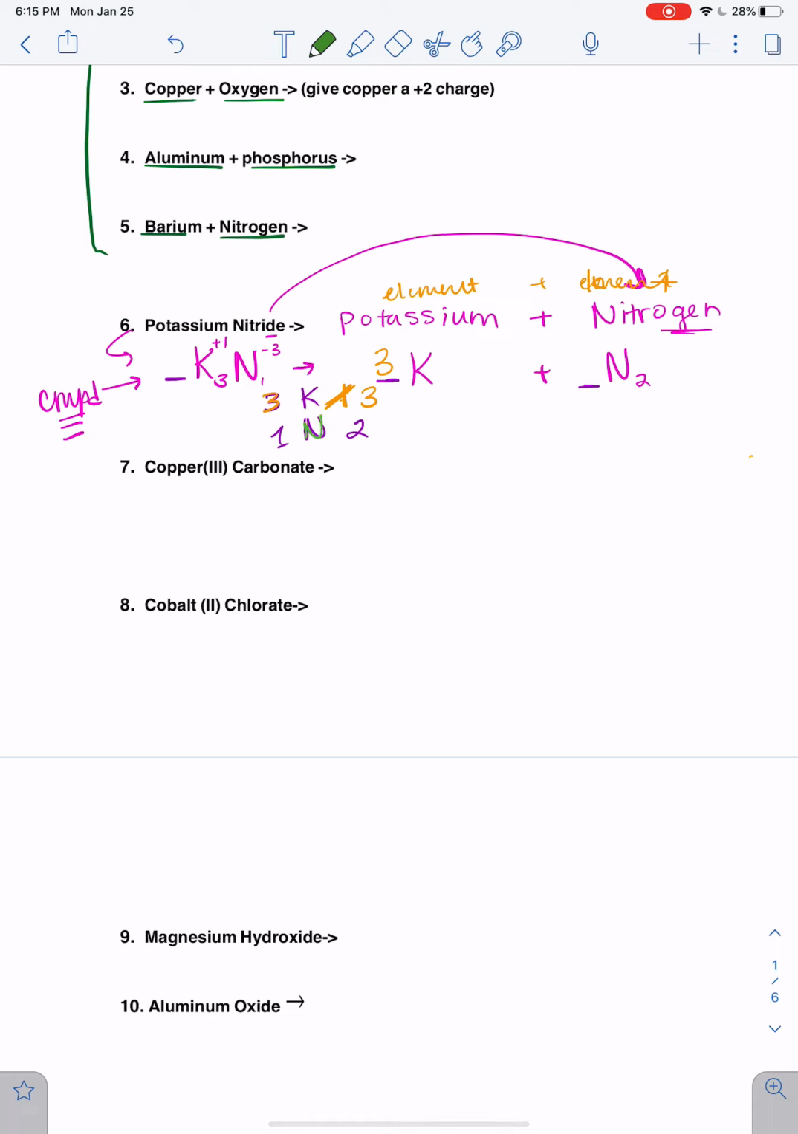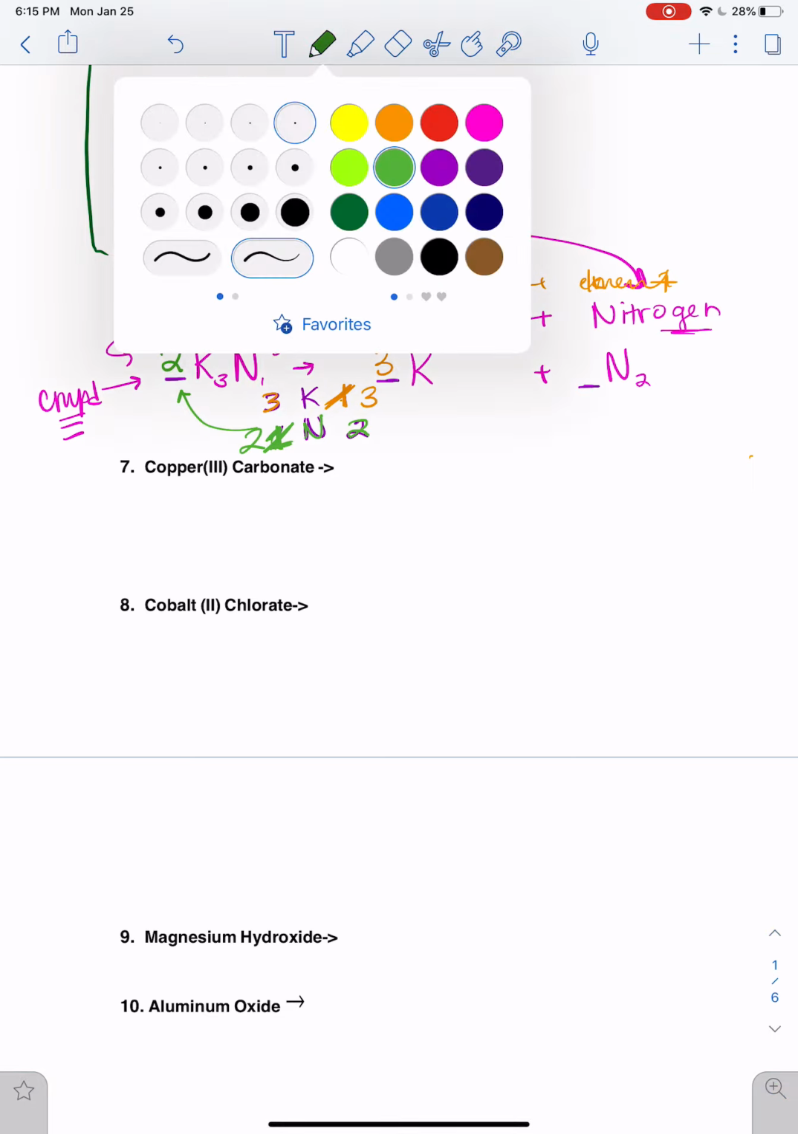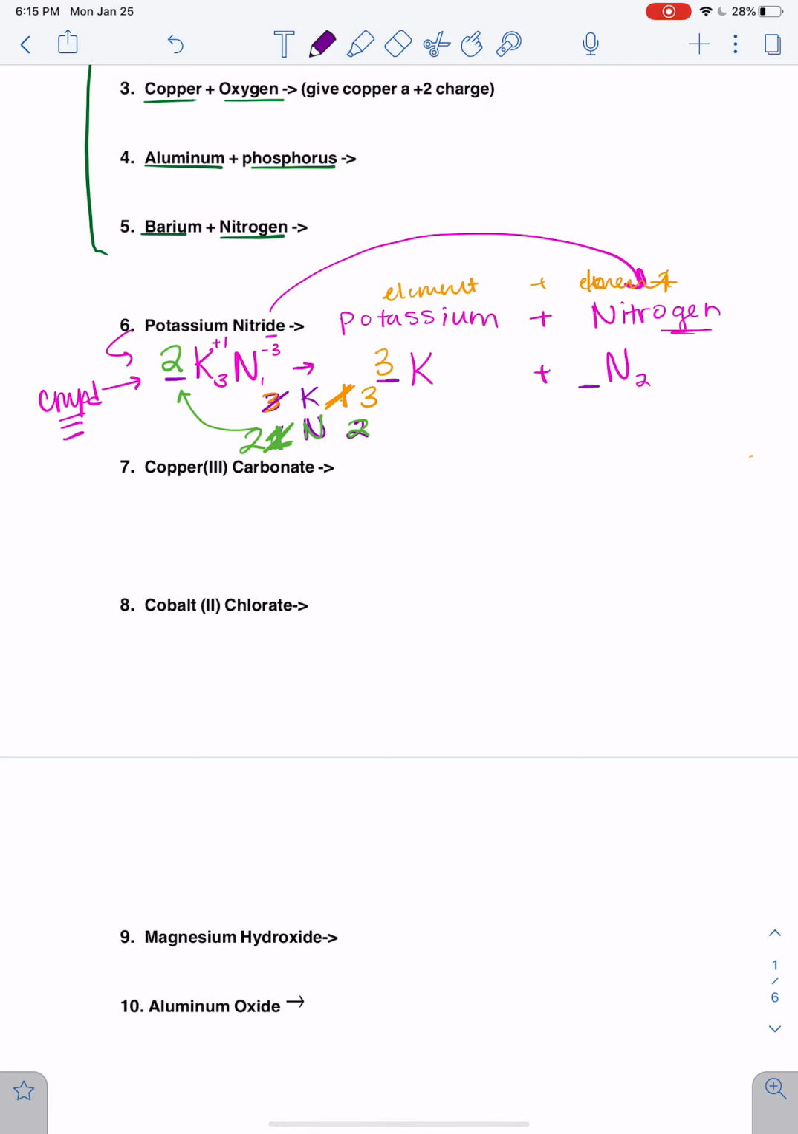For my nitrogen, I have a 1 and a 2. So this 1 needs to change, needs to get higher. The easiest way is to put a 2. Now the 2 has to go in front of the whole compound. So now I have 2 nitrogens, but it also applies to the potassium. I have 2 times 3. So now I have not 3, I have 6 total potassiums.